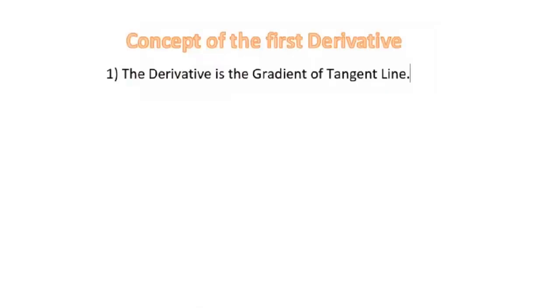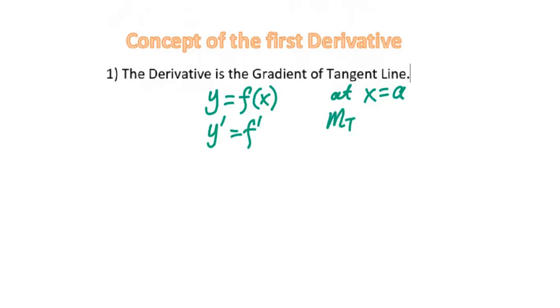First of all, let's talk about the first derivative. We know the derivative is the gradient of a tangent line. For y equals f of x, if you want to figure out at x equals a what the slope of a tangent line is, you need to find f prime of x. Then you can plug a into this derivative function so that you can get the slope of the tangent line.